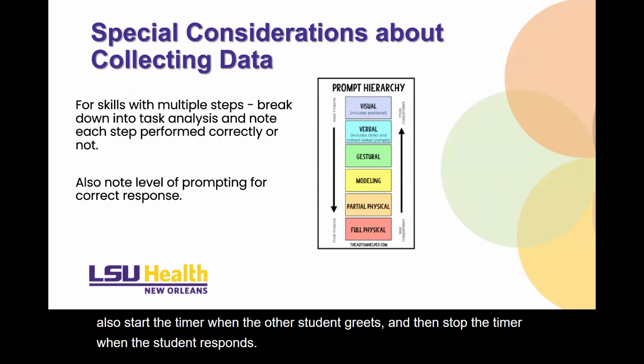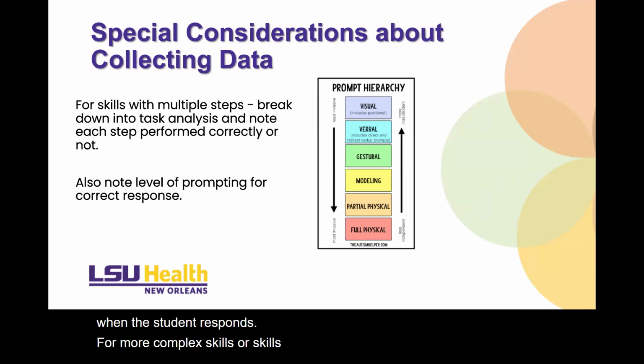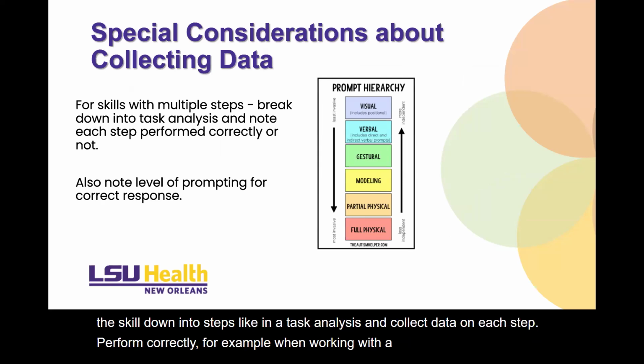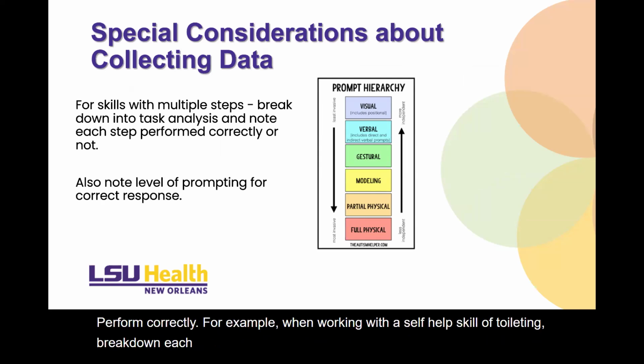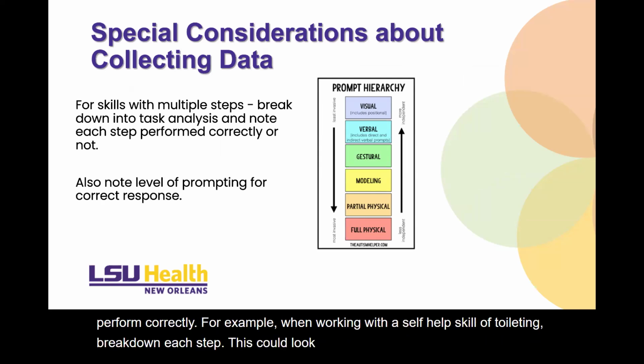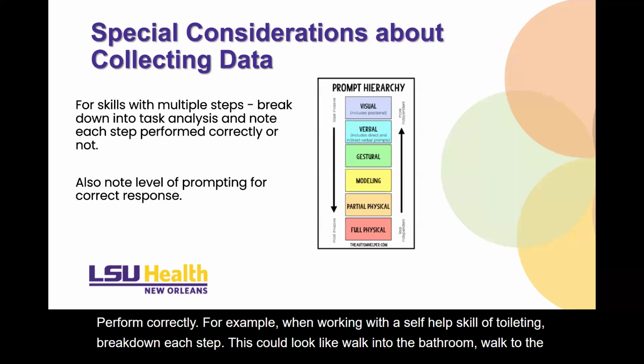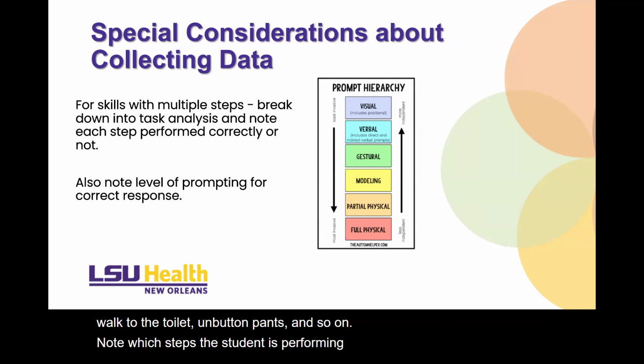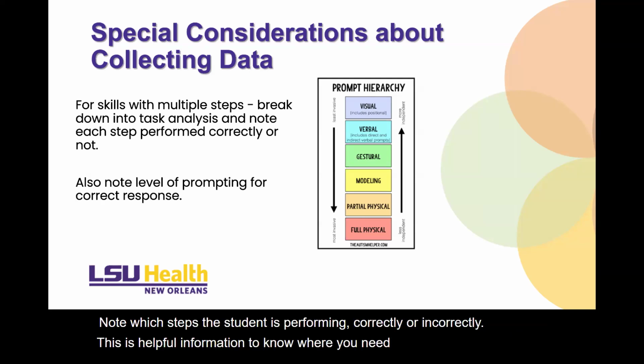For more complex skills or skills with multiple steps, it may be helpful to break the skill down into steps, like in a task analysis, and collect data on each step performed correctly. For example, when working with the self-help skill of toileting, break down each step. This could look like walk into the bathroom, walk to the toilet, unbutton pants, and so on. Note which steps the student is performing correctly or incorrectly. This is helpful information to know where you need to target your teaching.